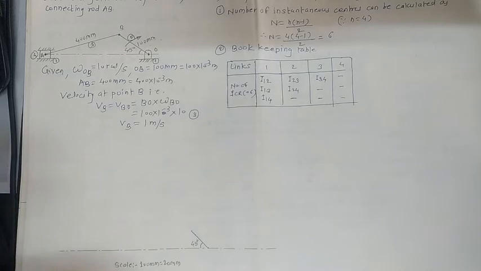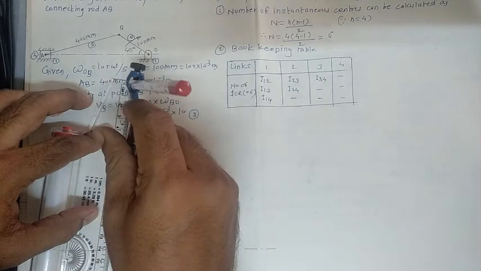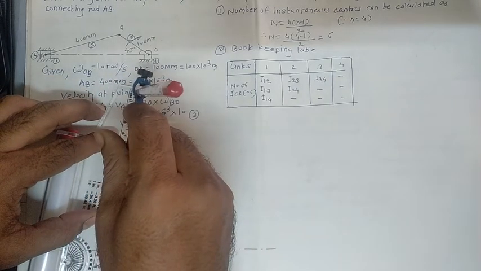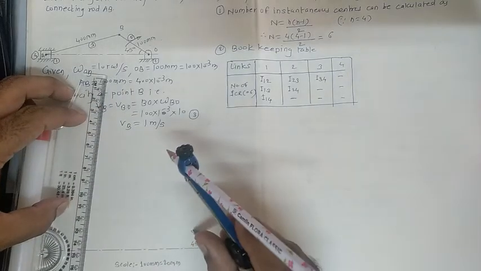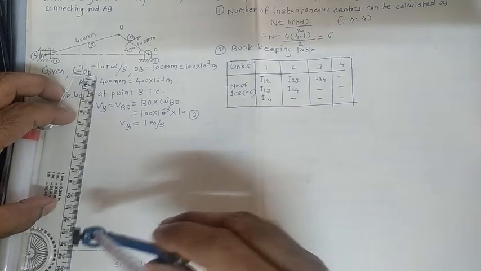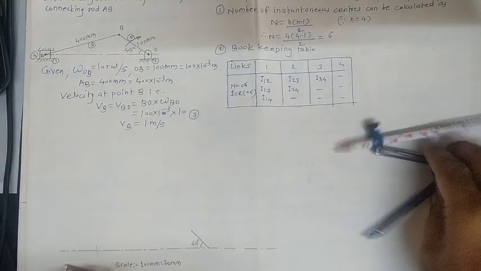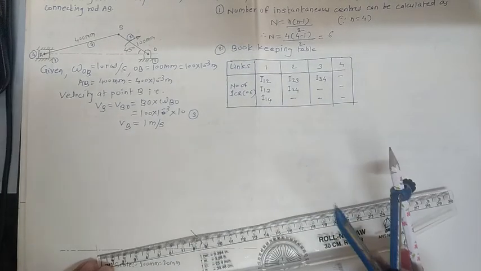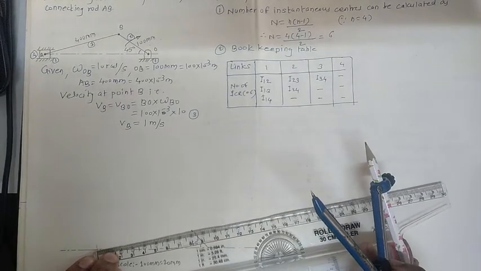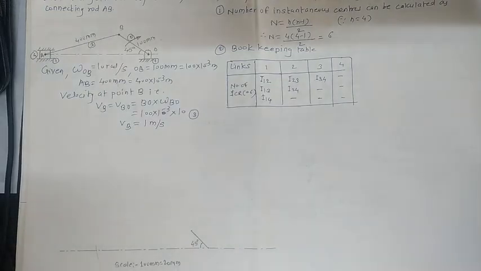Draw one line at a distance of 80 mm. In this way, take that 80 mm distance in the compass and just mark it here. So this is the 80 mm distance, as per our scale. Actually, this one is nothing but the 400 mm. As per the scale we have taken, 100 mm equals 20 mm, we get the length of this one as 80 mm.